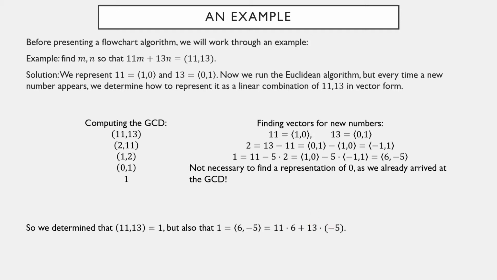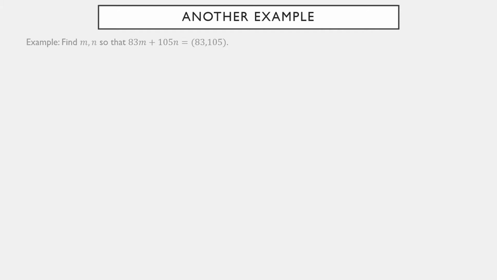Well, let's take a look at another example. Find integers m and n so that 83m plus 105n is the GCD of 83 and 105.